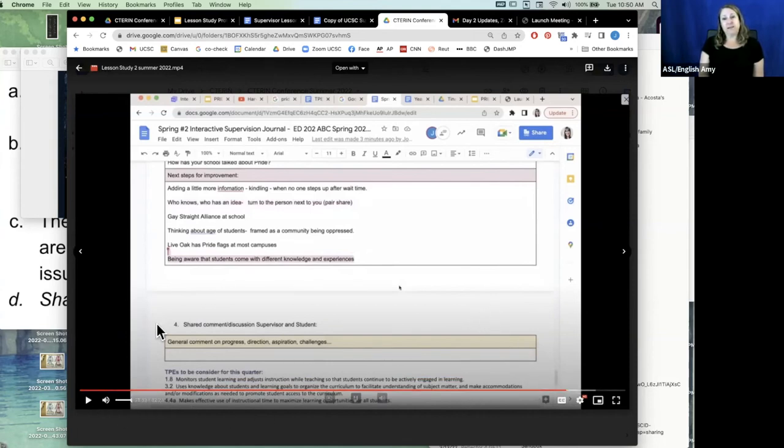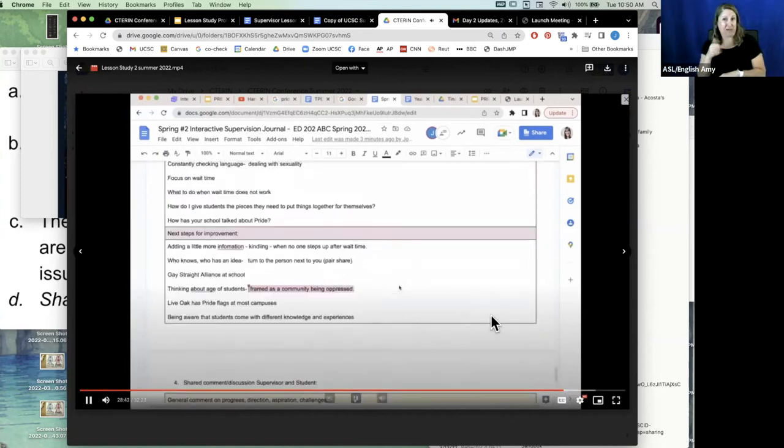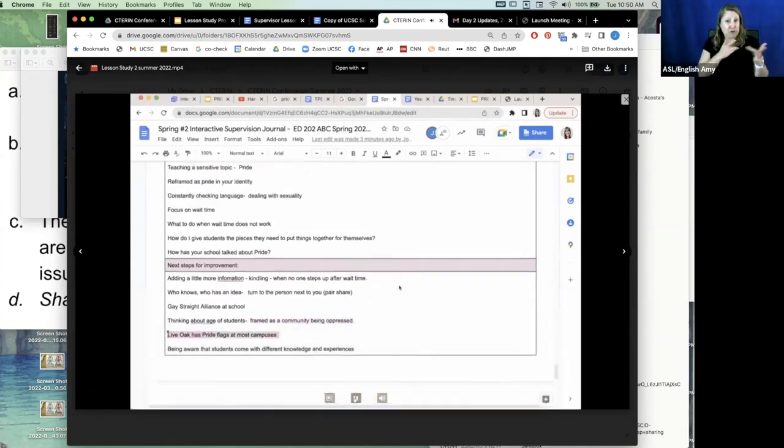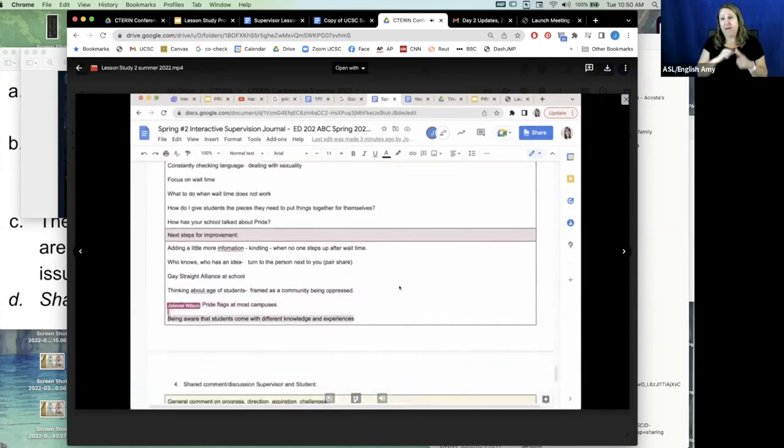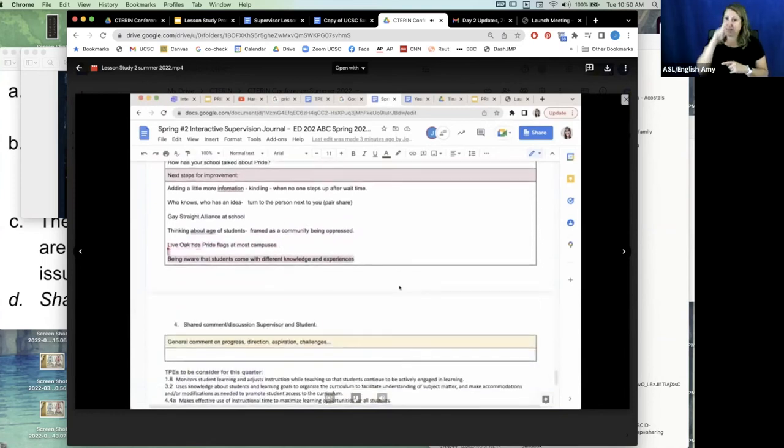Let's start here. Just being aware that students come with different knowledge and experiences and how to manage best. And then you raised a concern about which schools have pride flags. And then the other one, a smart comment, was just being aware that students come with different knowledge and experiences and how to manage your teaching in that regard too. Anybody want to add thoughts to this?